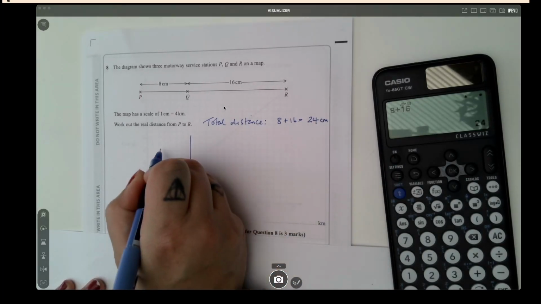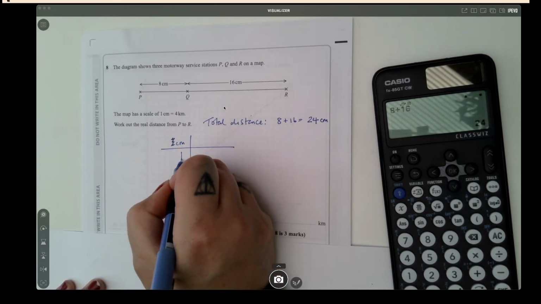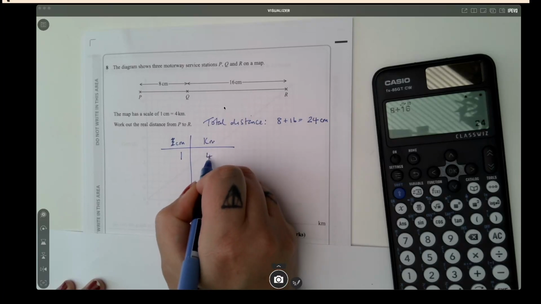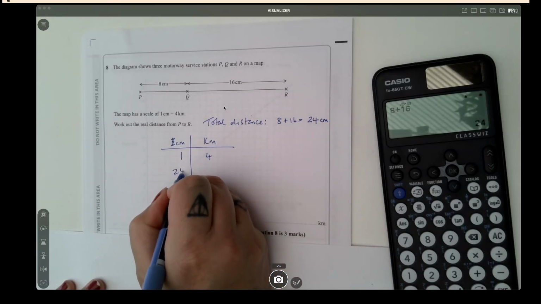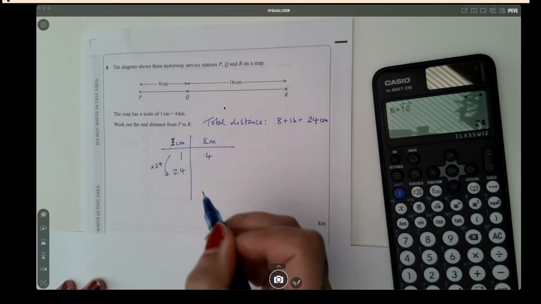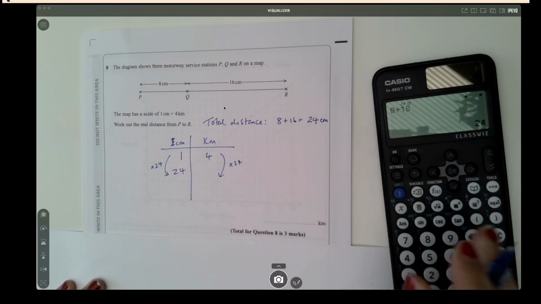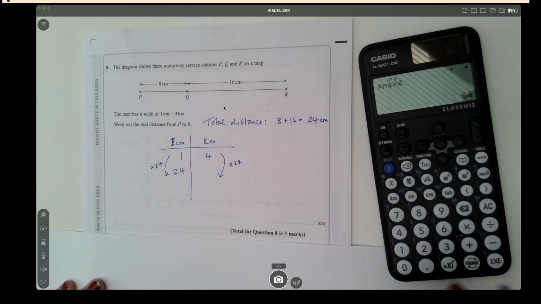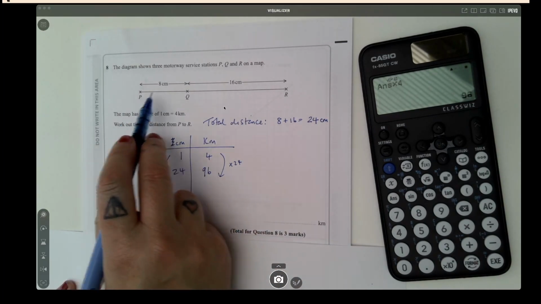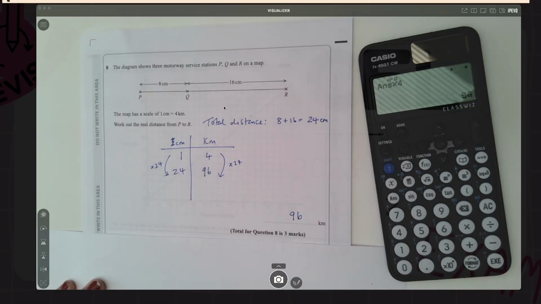So if I use the proportion table, if we deal with centimetres, 1 centimetre is 4 kilometres, and I've got 24 centimetres, then I need to multiply by 24. So if I multiply this side by 24, 4 times 24 is 96. So the real distance from P to R in kilometres is 96.